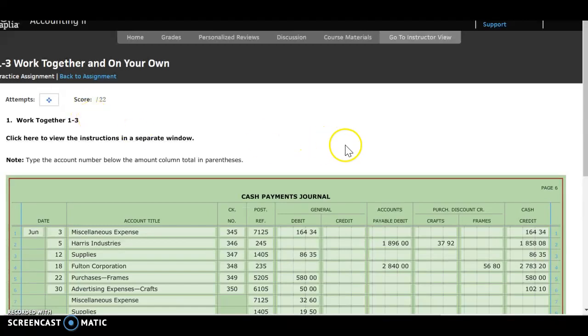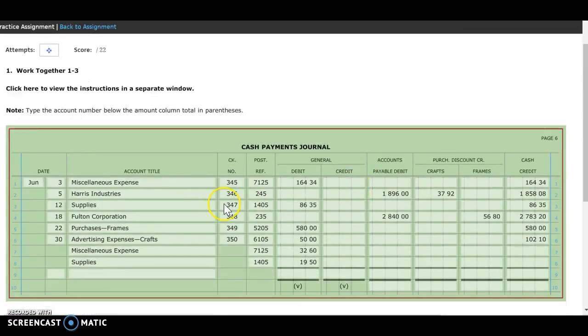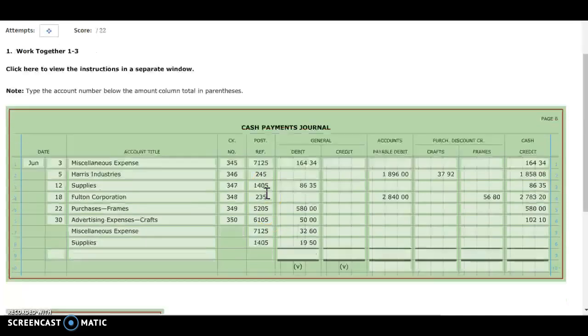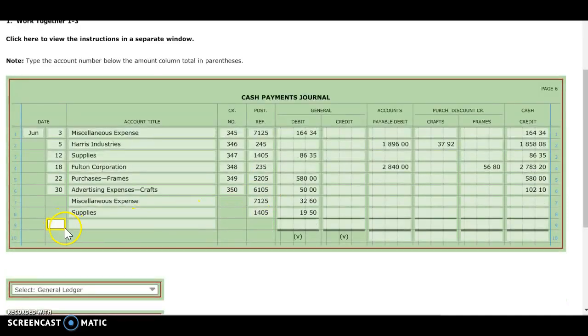Okay, so the 1-3 work together part one video. We did our transactions, we recorded our transactions, and then we posted individually from our cash payments journal. Step number 2 to the work together 1-3 says that we need to prove and rule the cash payments journal, and then we're going to post the totals. So we're going to go ahead and prove and rule this journal.